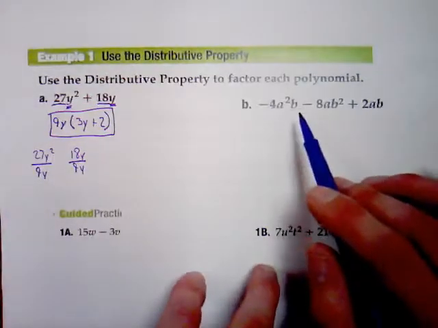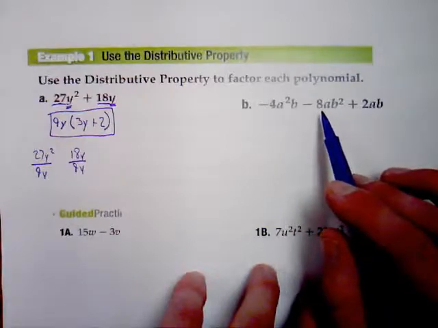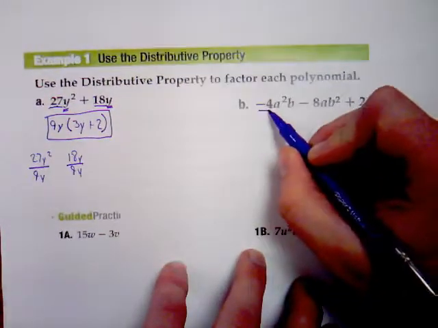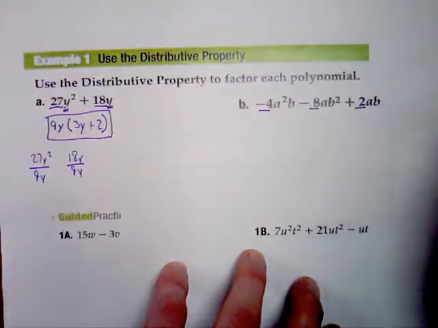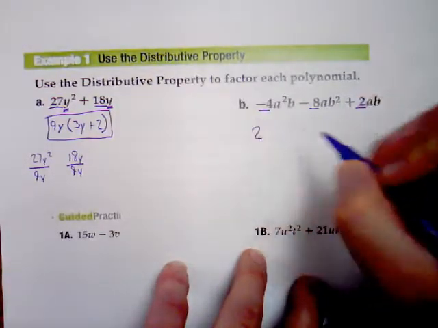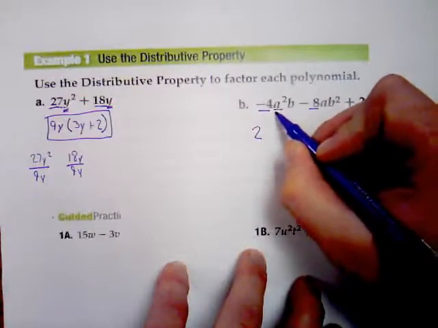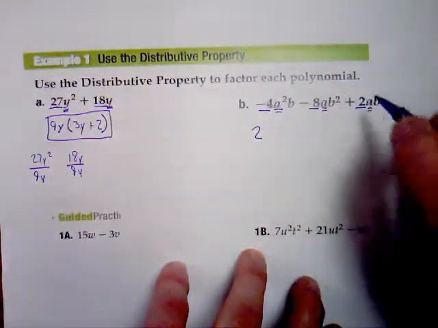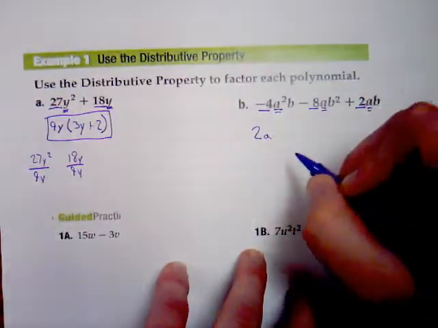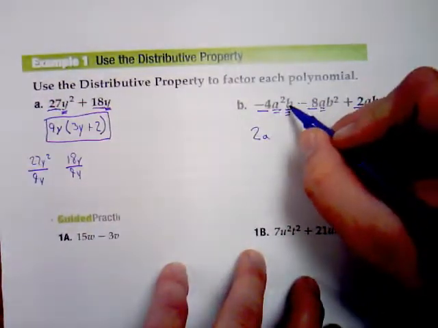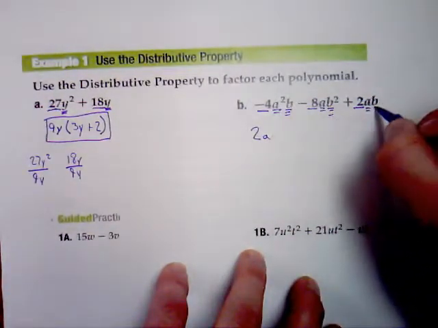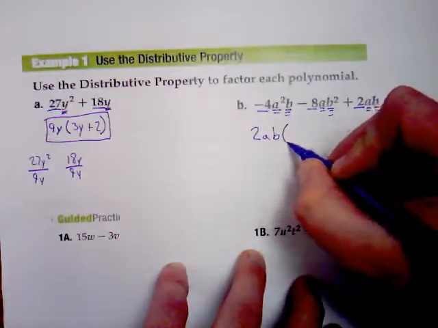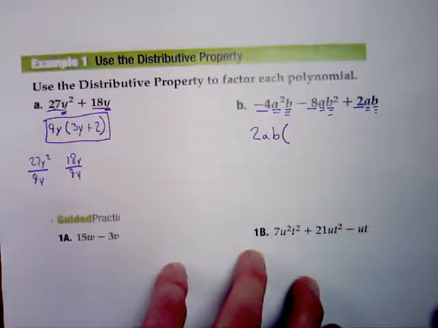I have negative 4a squared b minus 8ab squared plus 2ab. If we start with our numbers, negative 4, negative 8, and 2, the greatest common factor there is 2. When I look at the a's, I have an a squared, an a, and an a. So the largest exponent that they all have is 1. When I look at the b's, I have b, b squared, and b. The largest that they all have is b. So altogether my greatest common factor is going to be 2ab.